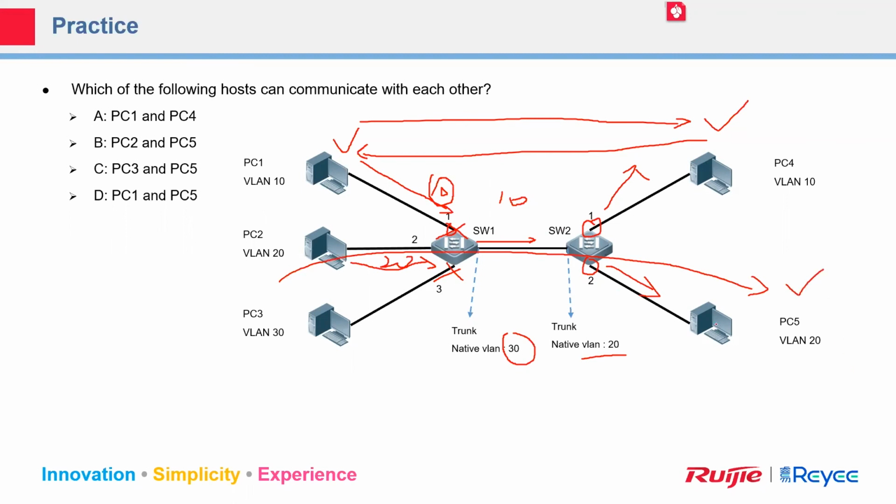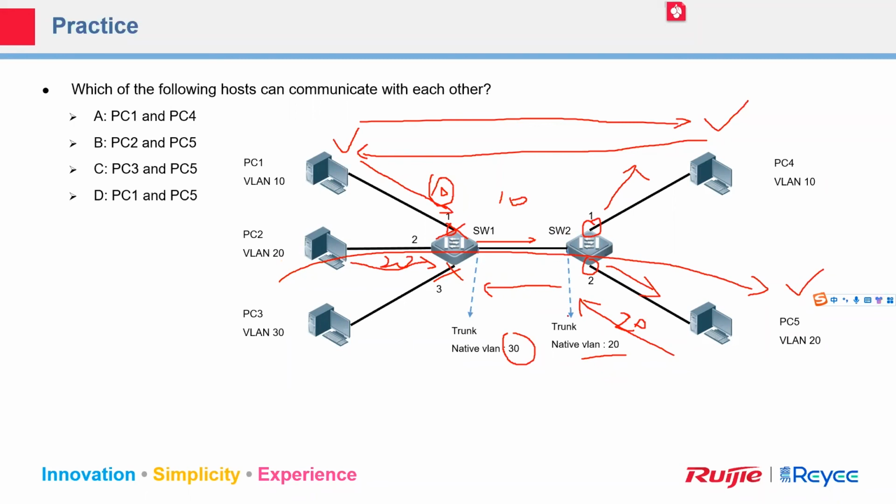It's okay. Let's see the reply from PC5. If PC5 sends the packet to switch 2, we will add VLAN 20, right? Then the packets will be sent out of switch 2. The key point is whether switch 2 will delete the VLAN tag or carry the VLAN. Yes, the correct answer is delete.